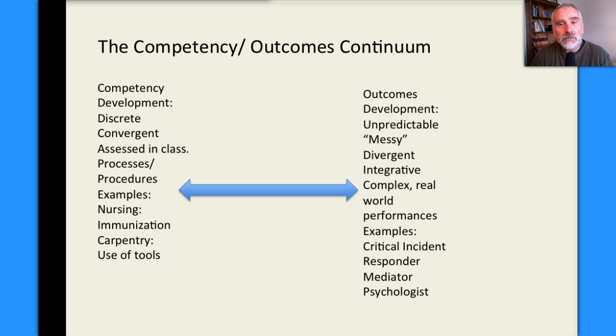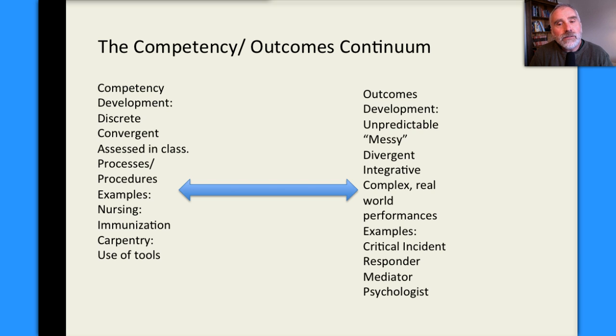The other end of the spectrum, we have outcomes development. Now, outcomes, as we've talked about in the last Kitchen Table Teachings, are unpredictable. They're messy. They're divergent. They're integrative. They synthesize competencies together. They try to simulate complex real-world performances.